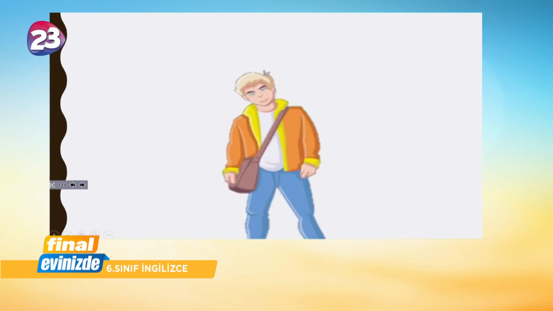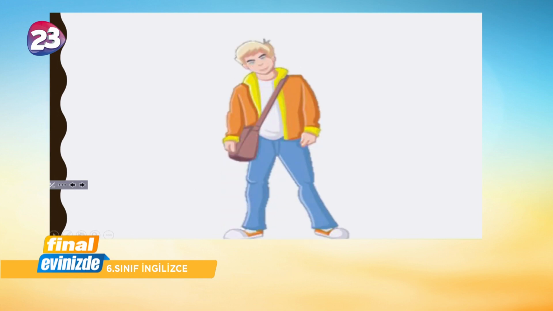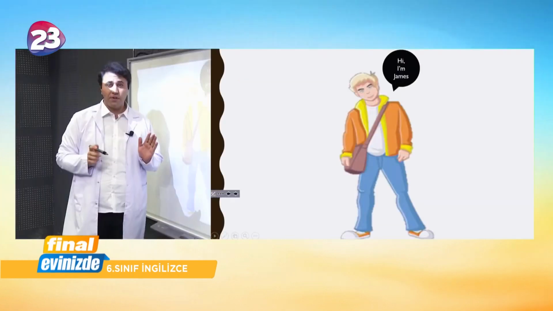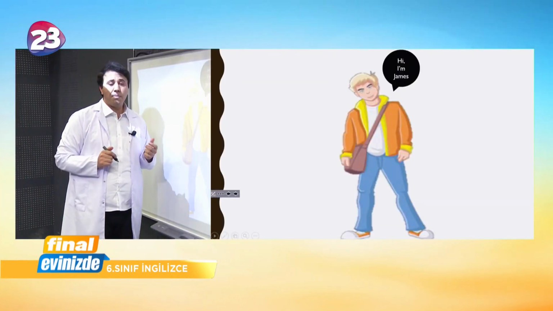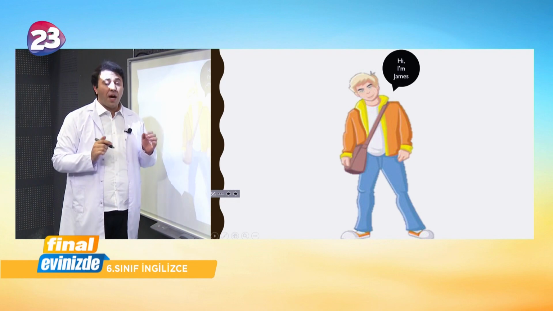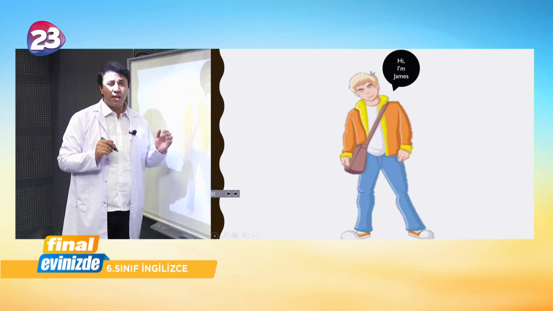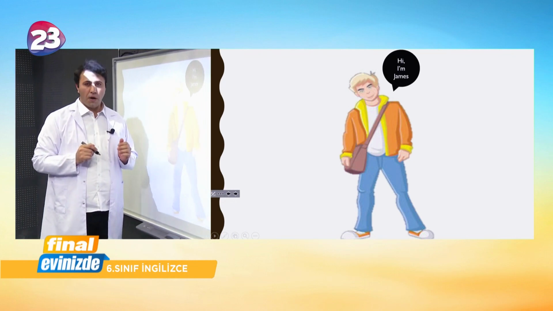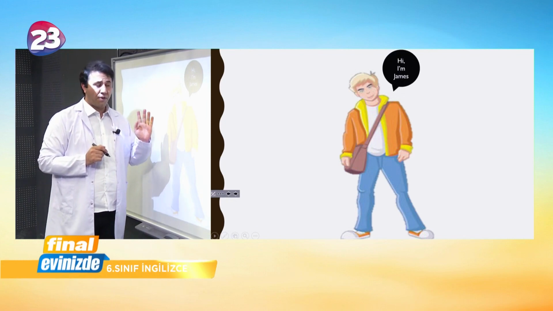Now, we've got someone here. His name is James. James says, "Hi, I am James." Be careful because he is going to talk about his story and we are going to learn past tense through his sentences. Okay? Be careful. Don't forget.